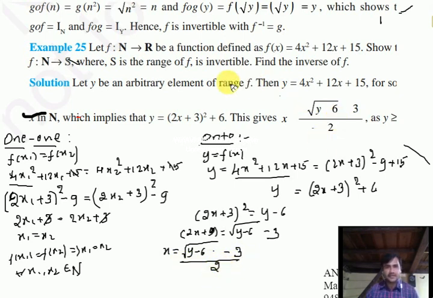So here the function is from N to S, where S is already the range of f, which means clearly you can say this function is an onto function. But we need x.